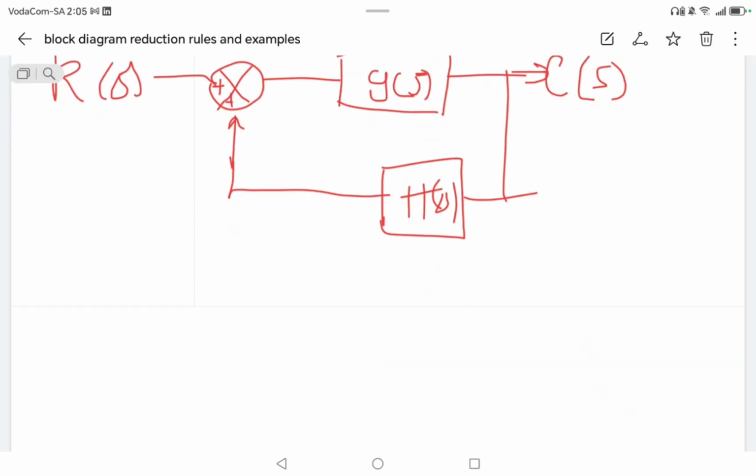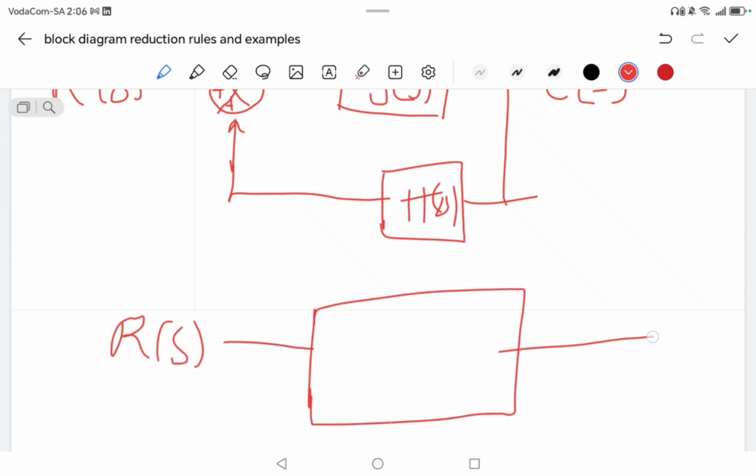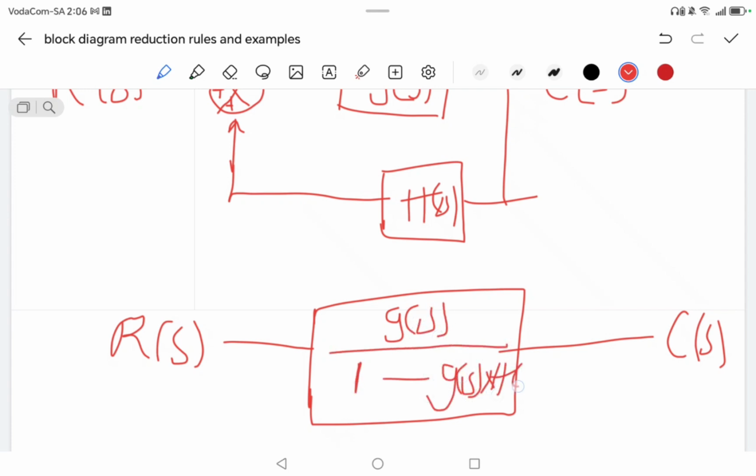What do we do? Then we have to reduce it, right? So when reducing it, R of S goes into our bigger gain, and then C of S, right? Now what do we do? We take the numerator, it's our G of S, and the denominator will be 1 minus G of S multiplied by the gain of the feedback, right? As simple as that.